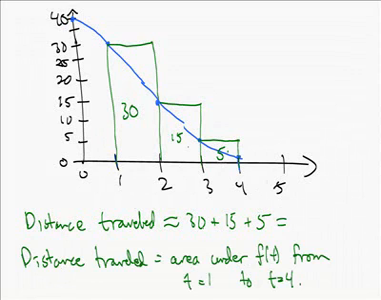So our approximation was 30 plus 20, which was 50 feet in those 3 seconds from t equals 1 to t equals 4. But we could get a better approximation if we had more data.